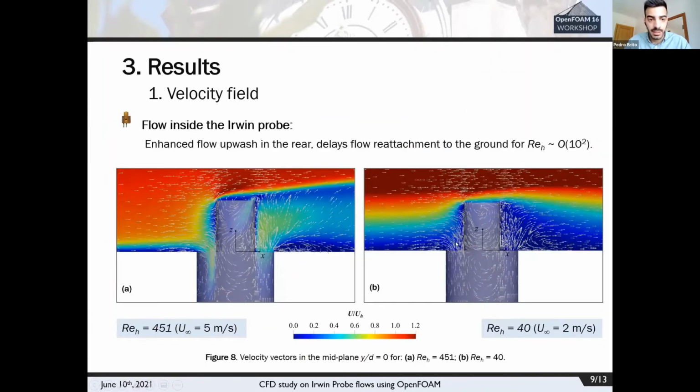Let's look first at the velocity field. In these images, we compare the velocity field around the sensor model for the regimes of Reynolds number 451 and Reynolds number 40, which corresponds to 5 and 2 meters per second of undisturbed speed, respectively.